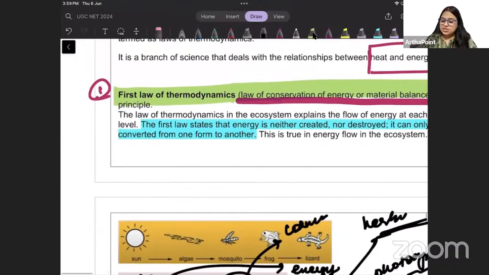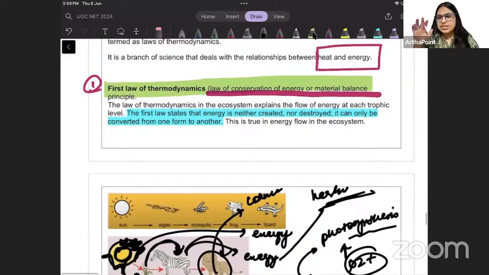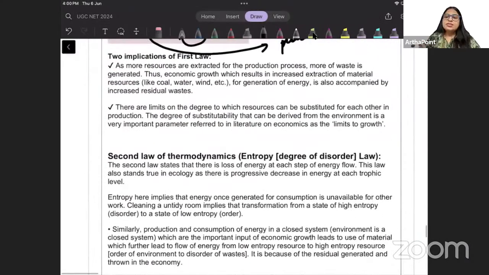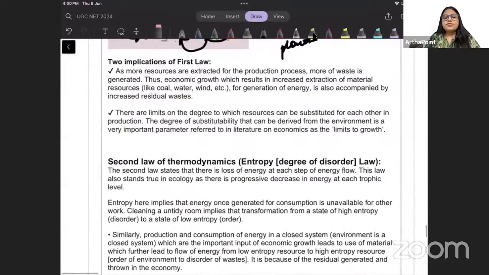So what happens is the law of thermodynamics. बेटा, इसका हम economics में भी implication, we will try to see this. But as of now, the first law states that energy is neither created nor destroyed. It can be converted from one state to another. ठीक है?